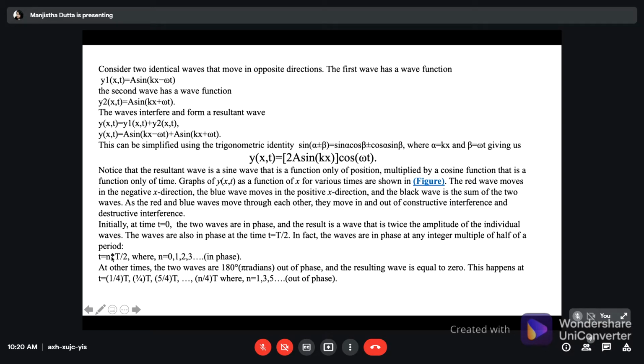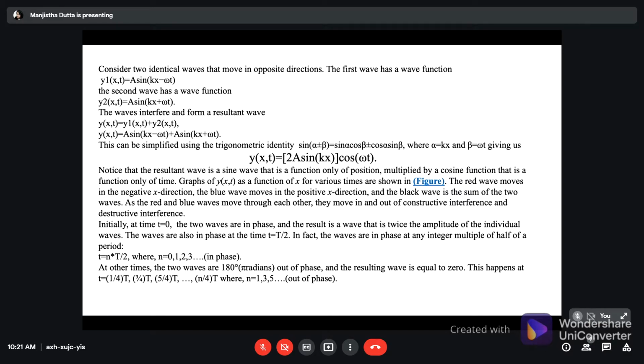So we can write down that if we are observing at t equal to n multiplied by T by 2, where n is 0, 1, 2, 3, the waves are in phase. And for other times, when they are out of phase, that means the two waves are pi radian out of phase, the resulting wave will be equal to 0.